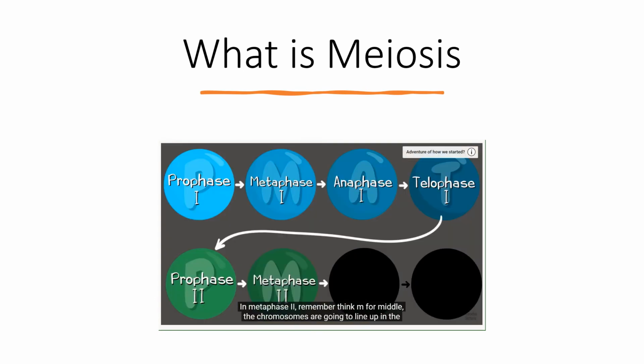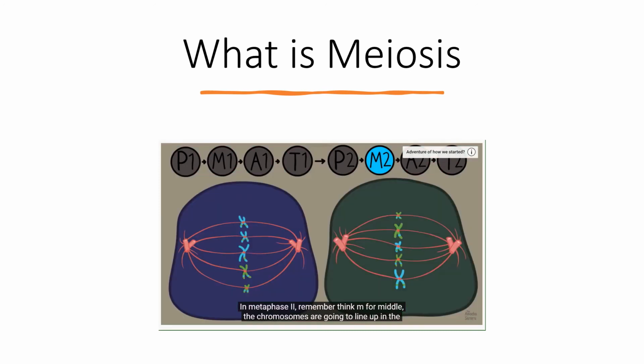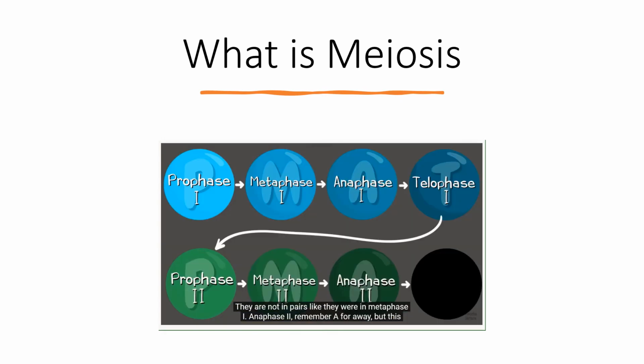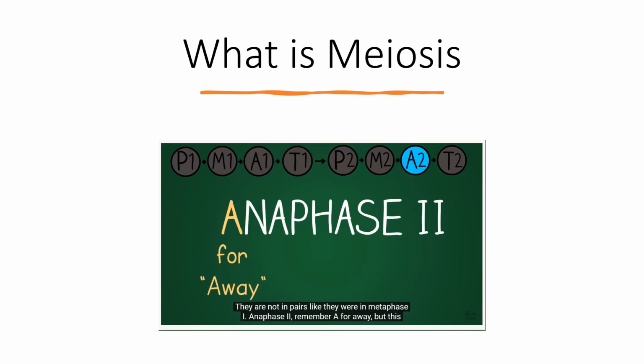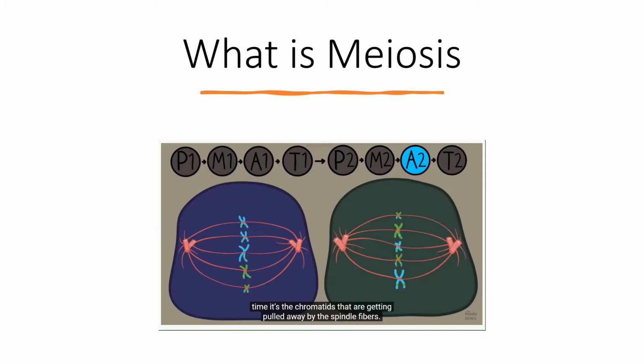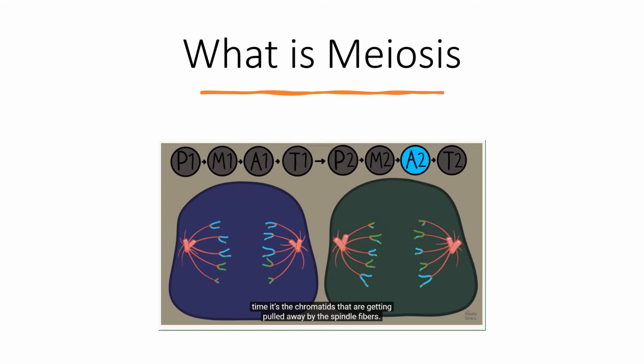In metaphase 2, remember, think M for middle, the chromosomes are going to line up in the middle. This time, though, they are in a single file line. They are not in pairs like they were in metaphase 1. Anaphase 2, remember A for away, but this time it's the chromatids that are going to be pulled away by the spindle fibers.